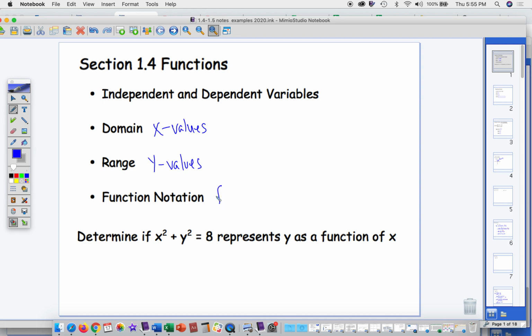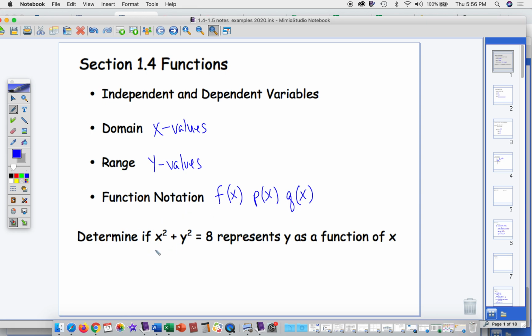For function notation, most commonly we use f of x, right? It could be p of x, q of x. The whole point of function notation is to give the function a name, so we can refer to it by its name. We don't have to state all of the terms of the function.